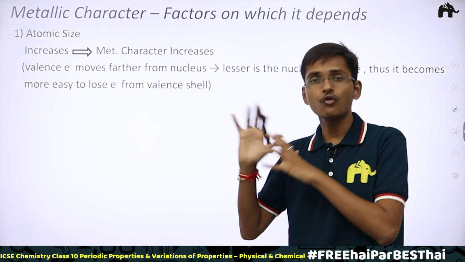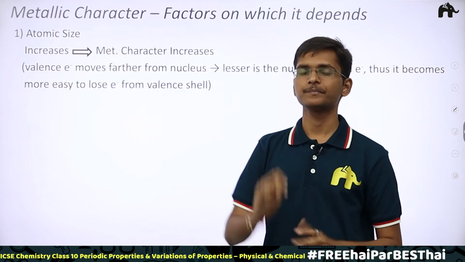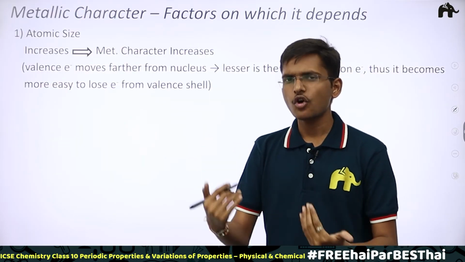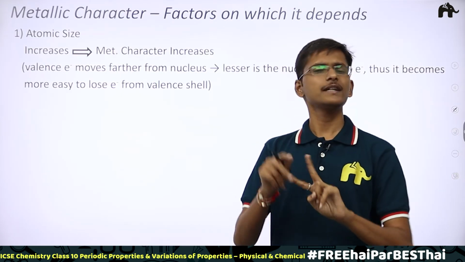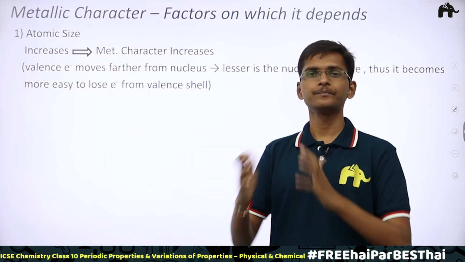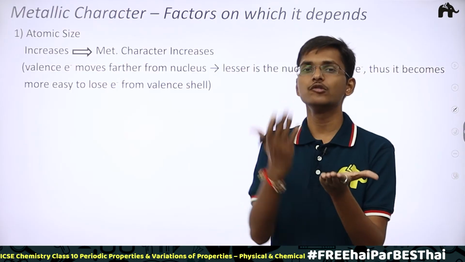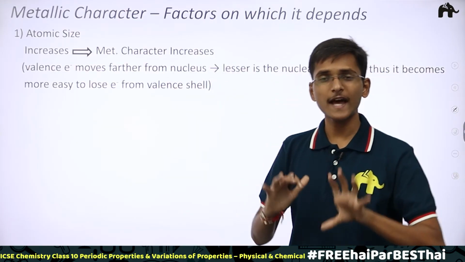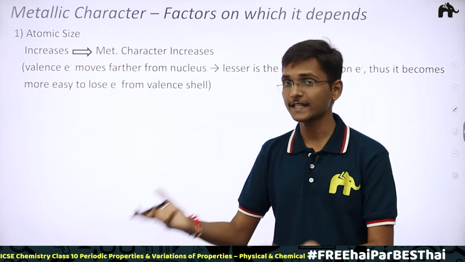Now, let's see on which factors the metallic character of an element depends. From here onwards, the rest of all the periodic properties would be depending on two factors. First is atomic size and second is nuclear charge. Now, what is our job? What actually are we going to learn? We are going to see what happens to a particular periodic property when the atomic size increases and when the nuclear charge increases. So let's see here what happens to the metallic character of the element when the atomic size increases.